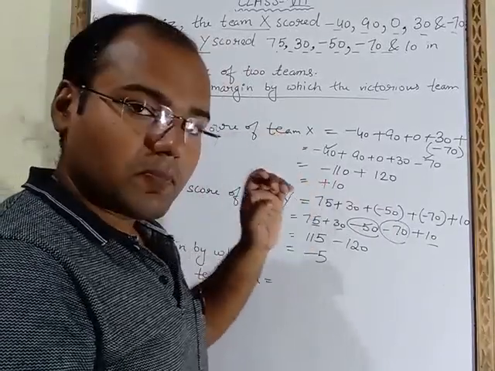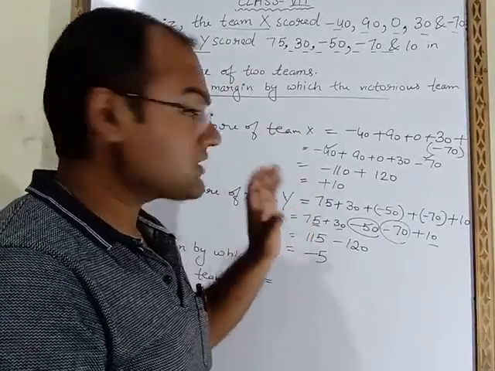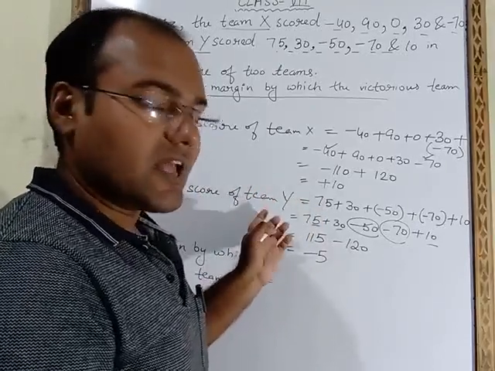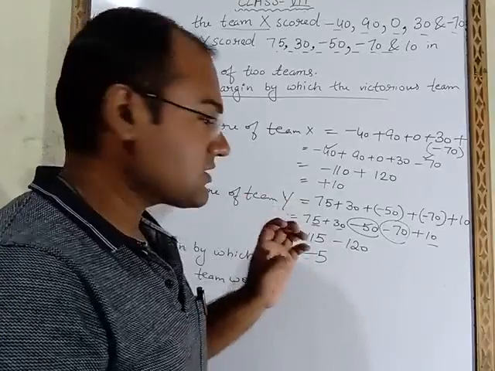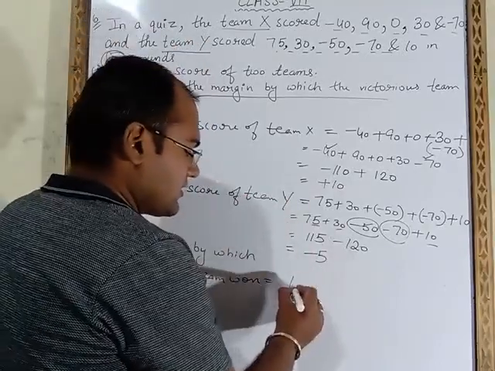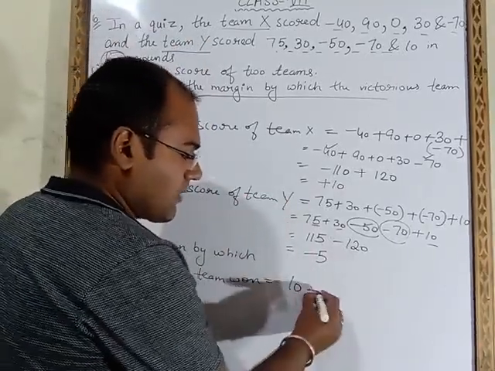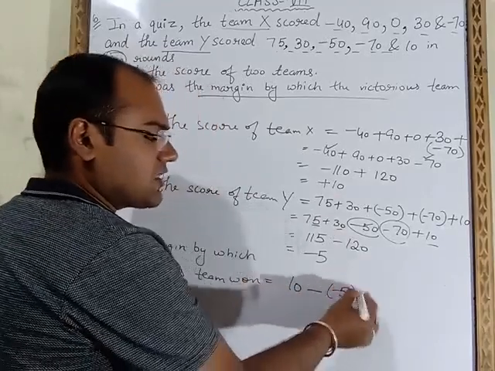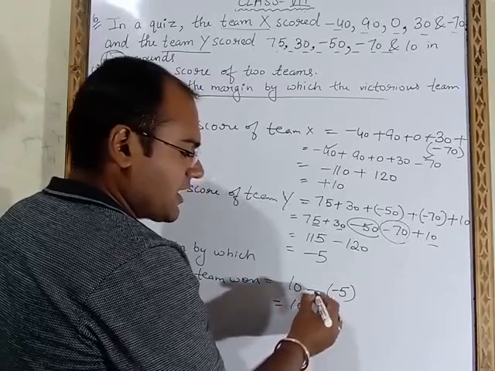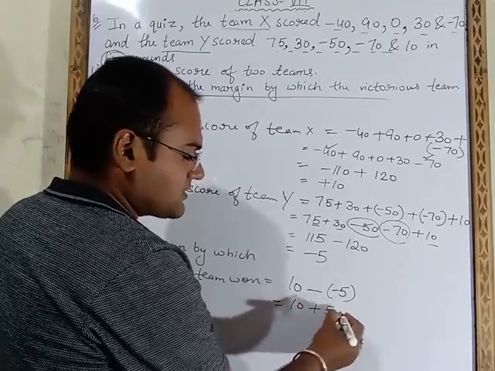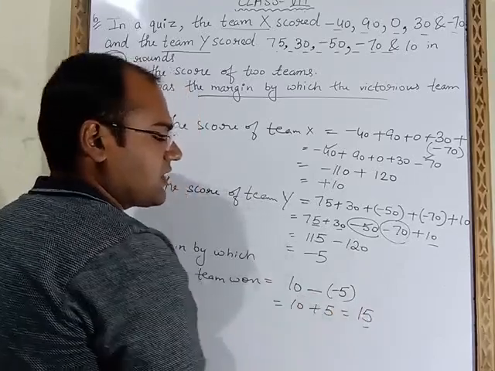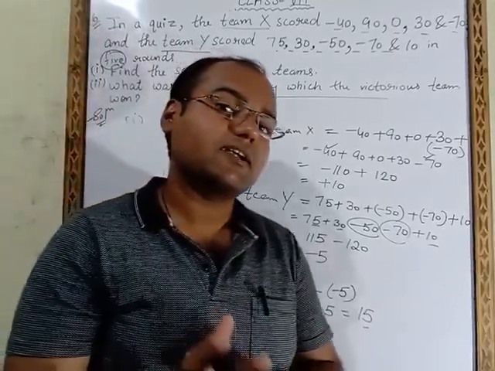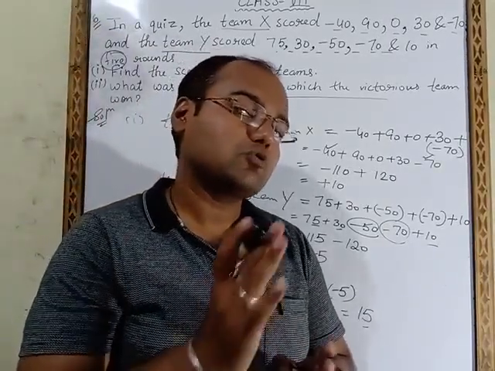Team X got more mark. They are having plus 10 marks. And Team Y members are having less mark. They are having only minus 5 marks. So what you have to do? Larger digit minus smaller digit. Smaller is minus 5. Two signs are coming together, that's why we have to take the bracket. 10 minus and minus will be plus. So answer is 15.